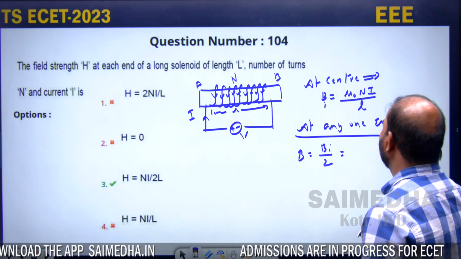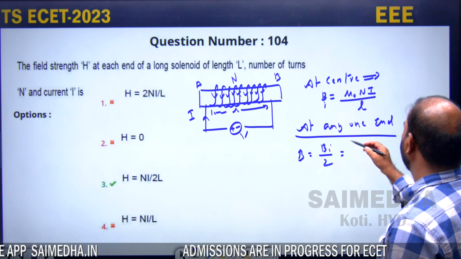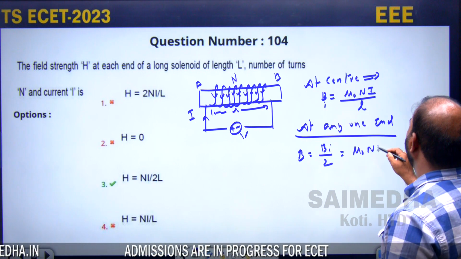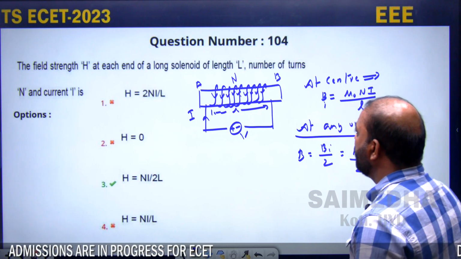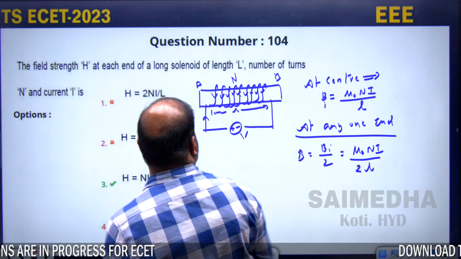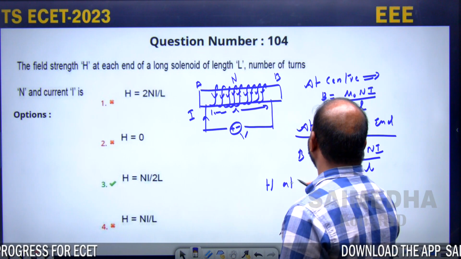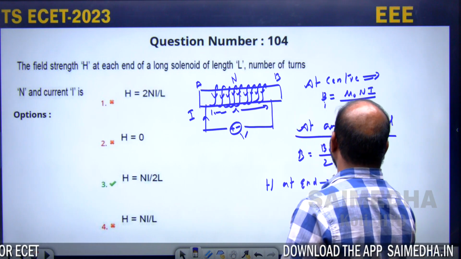The magnetic flux density at the center is half of this one. Then what happens? It becomes mu naught Ni by L by 2, which means we will get mu naught Ni by 2L. But we need to find what here? The magnetic field strength H at the end.